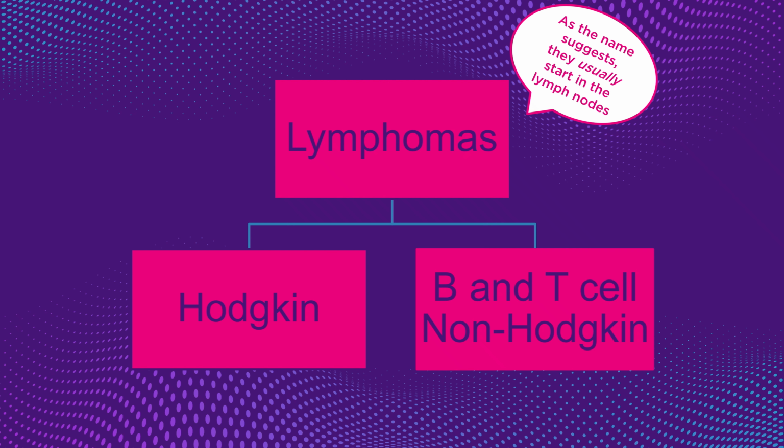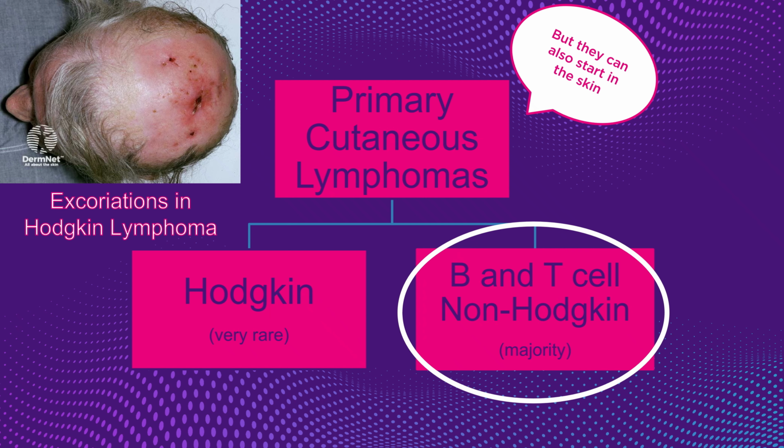Let's take a very basic look at lymphomas. They're named as such because they typically start in the lymph nodes, where they can be put into 2 categories. One category being Hodgkin's lymphoma, and the other being the various B and T cell non-Hodgkin's lymphomas. These lymphomas can also start in the skin, with primary cutaneous Hodgkin's lymphomas being extremely rare, whereas primary cutaneous non-Hodgkin's lymphomas cause nearly all of the primary cutaneous lymphomas that we'll discuss.